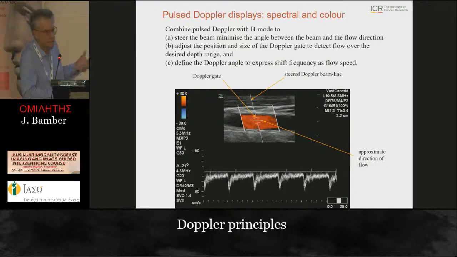You can easily reverse these directions, but there will be a minimum blood flow velocity that you can display. And as Ellen said before the break, you need to be careful to set the pulse repetition frequency, because that pulse repetition frequency defines what that minimum displayable velocity would be, and also the maximum displayable velocity before you get artifacts in the image.